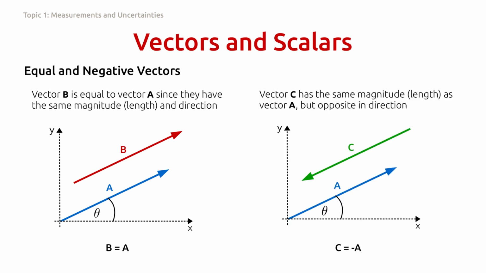Now, vector C here has the same magnitude or length as vector A, but it is pointing in the opposite direction. You must agree that if there is any vector that deserves to be called vector minus A, it is this guy. It is this vector C. Vector C is just vector A flipped over, pointing in the opposite direction. So the minus sign tells us the direction that is opposite to the original vector. We write this as C equals minus A.